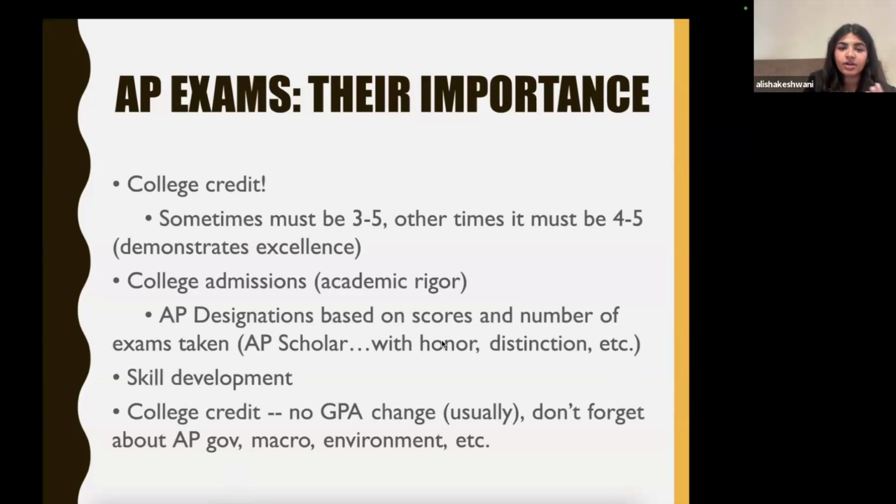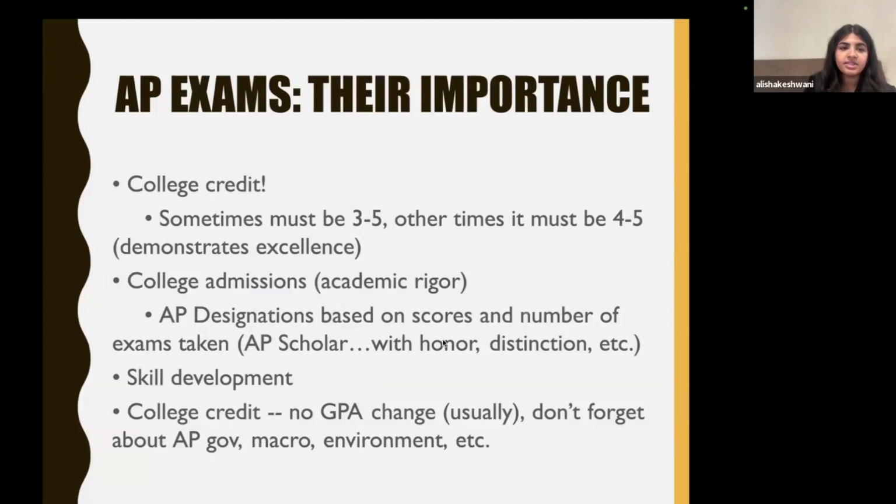But even regardless of your score, the fact that you've taken exams is still helpful in the college admissions process because it can show the academic rigor in terms of the courses you've taken. And you also get AP designations based on the number of exams you take and the scores you get on those exams, which can also be shown to colleges. And then it obviously helps with developing your skills, especially as a way to prepare for college.